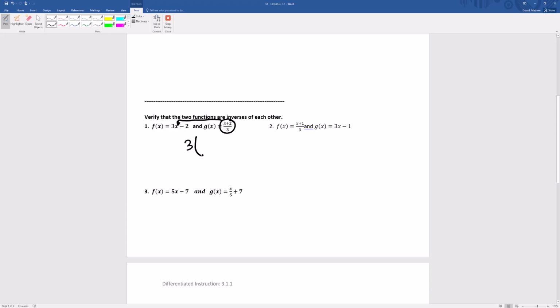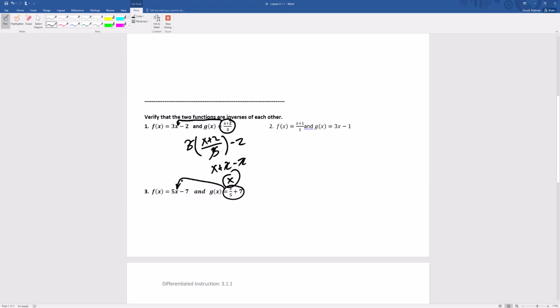So we get 3 times (x plus 2 over 3), and then minus 2. Those cancel out, and then I'm left with x. So because everything canceled out, that means that they completely undid each other. Yes, they are inverses of each other. Let's look at the next one.